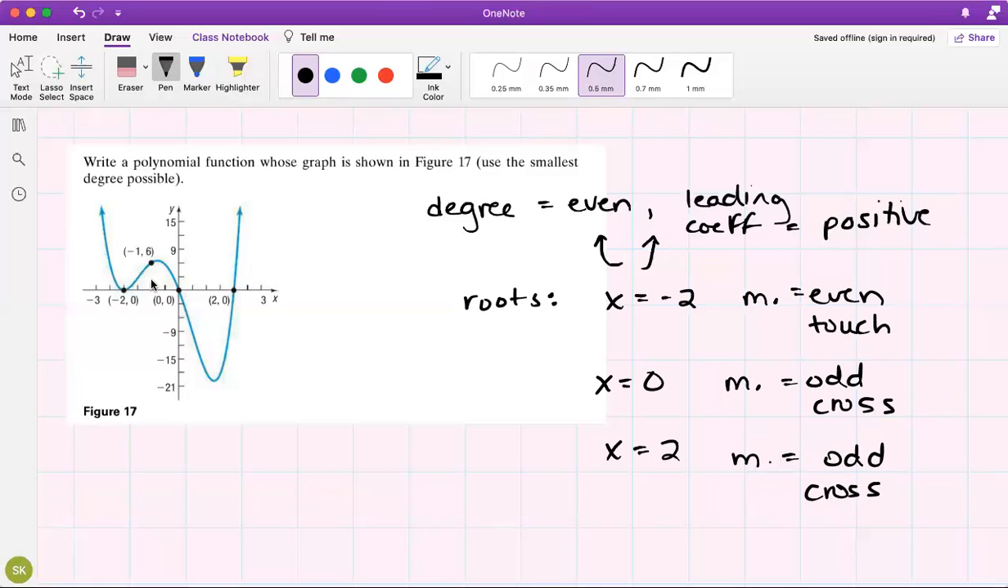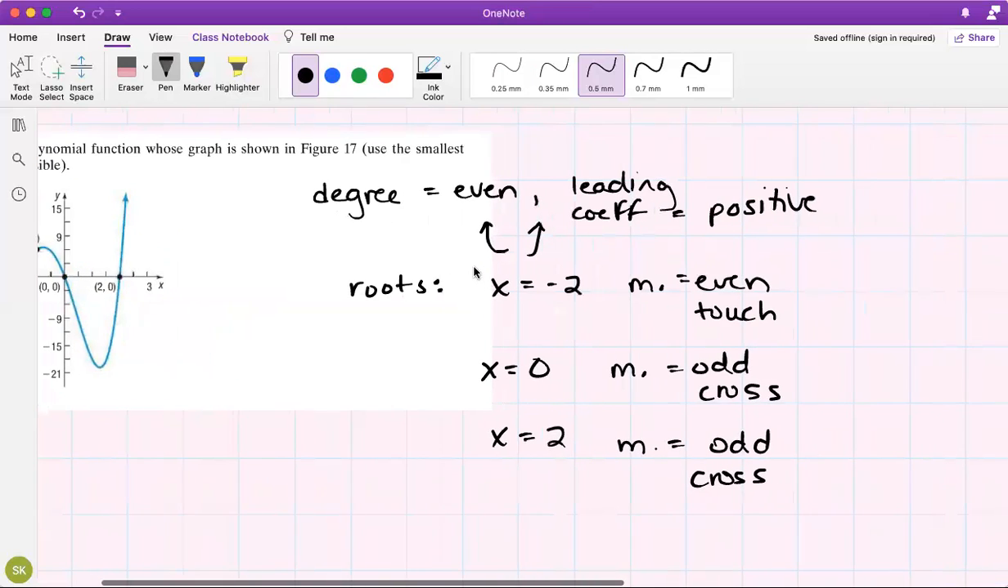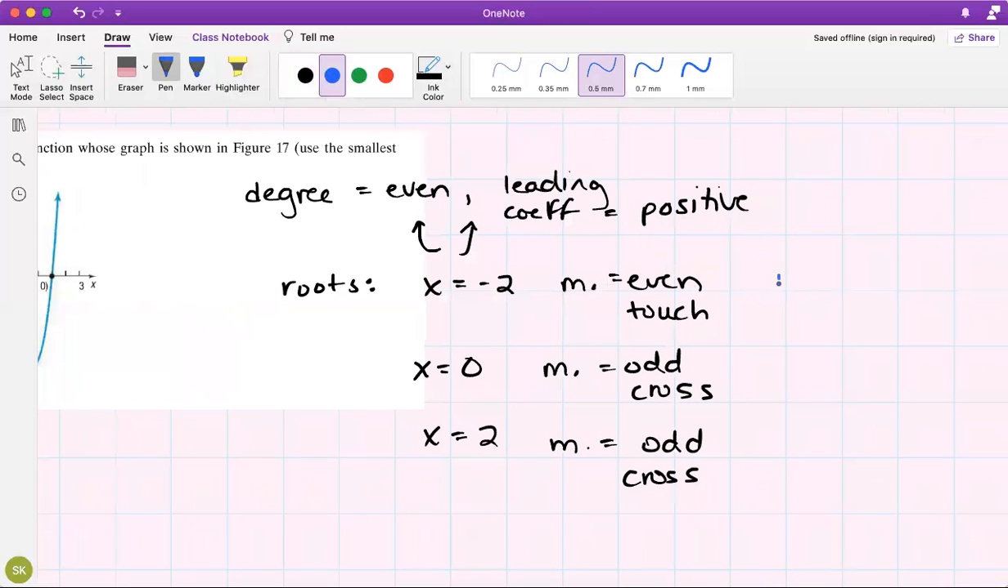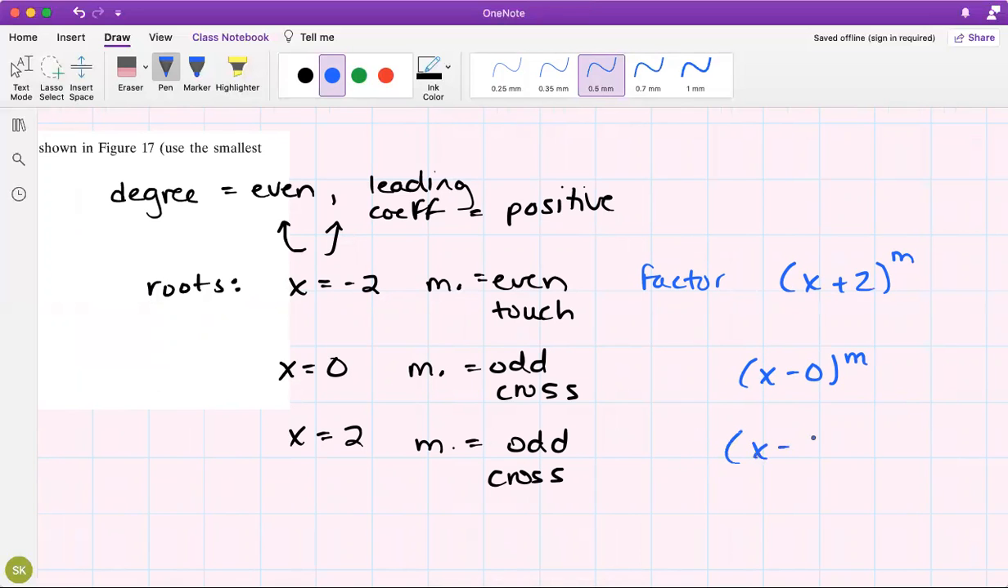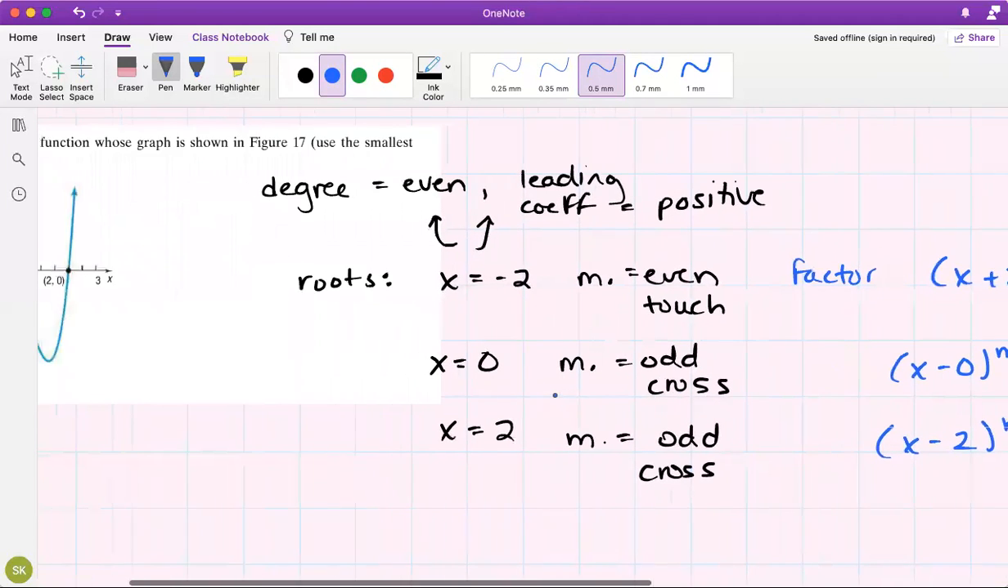Whenever we have a root, that means we're going to have a factor. We're going to have a factor of x minus this root, so x plus 2, raised to that multiplicity. Here we're going to have x minus 0 raised to this multiplicity, whatever this one happens to be. And this one's going to be x minus 2 raised to a multiplicity. We just have to figure out some multiplicities.